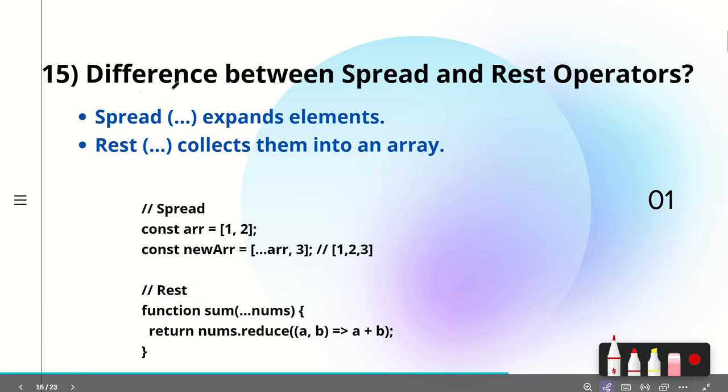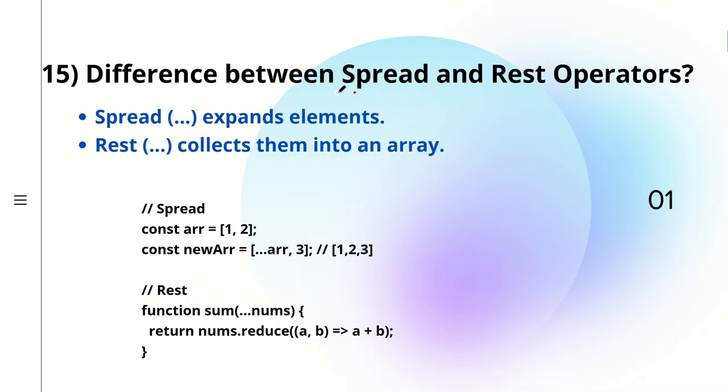Our 15th question is, what is the difference between spread and rest operator? Spread and rest operators were introduced in ES6, and they are written using three dots. Spread is written using three dots, and rest too. You should not get confused about which one is rest and which one is spread. Spread is used for expanding the elements, whereas rest does the exact opposite thing. It collects the elements into an array.